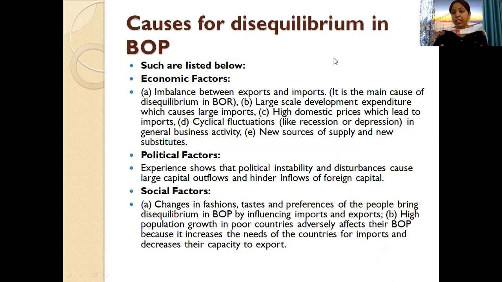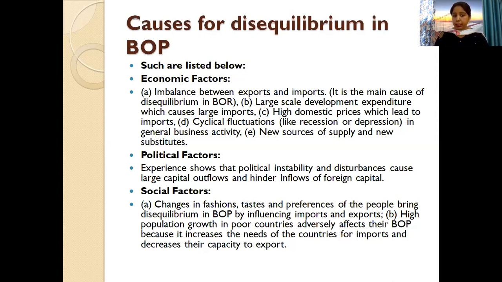So causes of disequilibrium. हम बार बार disequilibrium की बात कर रहे हैं तो let us just have a quick view that disequilibrium होता किस किस कारण से. Number one is economic factors: imbalance between the export and import, large scale development expenditure which causes large imports in the country, high domestic prices which lead to inflation also, cyclic fluctuations like recession, depression or boom, that is business activity, you all know, and new sources of supply and substitutes.